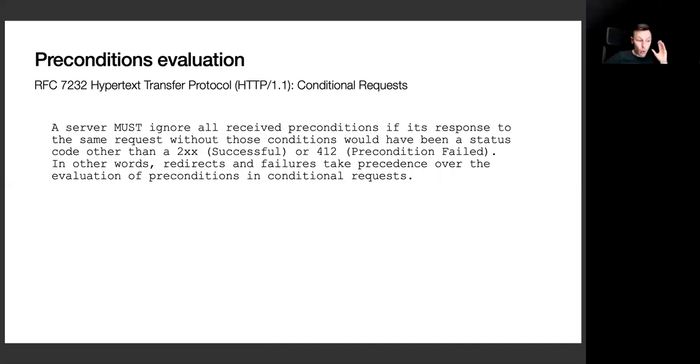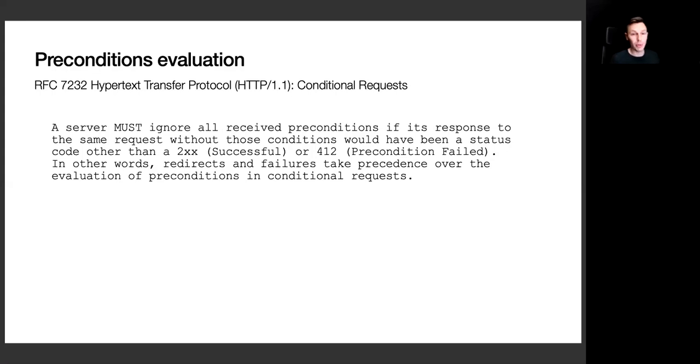A server must ignore all received preconditions if its response to the same request without those conditions would have been a status code other than 200-ish or 412 Precondition Failed. In other words, redirects and failures take precedence over the evaluation of preconditions in conditional requests. Now, in English, it means that if we have any validations on the server side that end up in error codes like 404 Not Found, 422 Unprocessable Entity, or 400-ish messages being returned, we should perform those validations first.